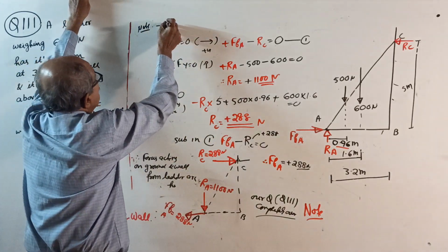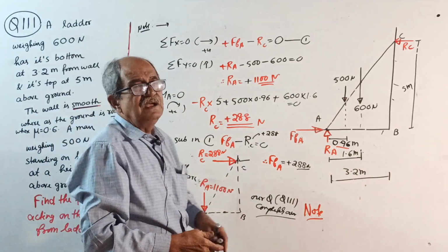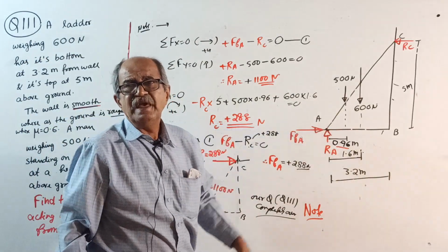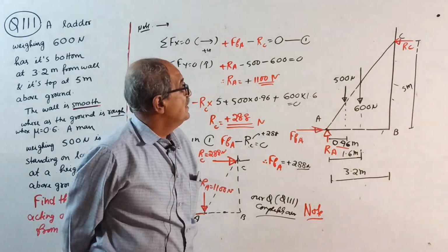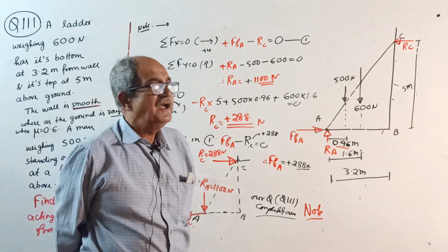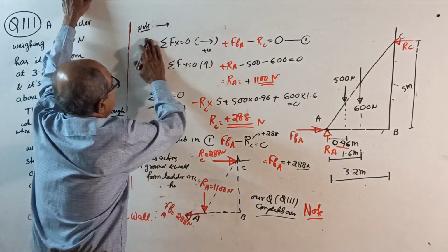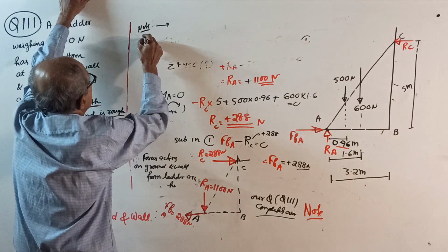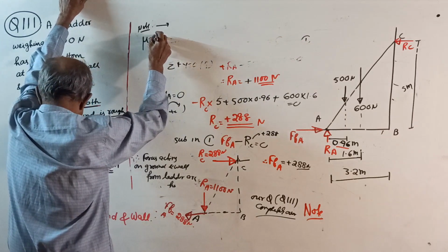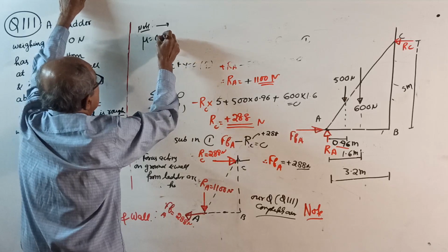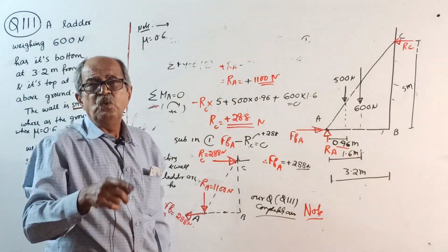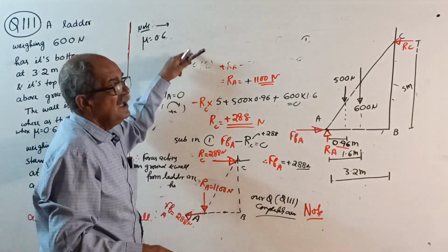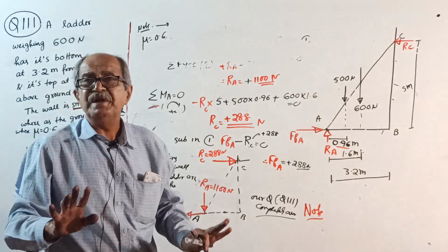2-3 notes I want to give. I told you limiting friction is not there. By chance, they have given in the question, mu equal to how much? 0.6. This is given just to confuse you.